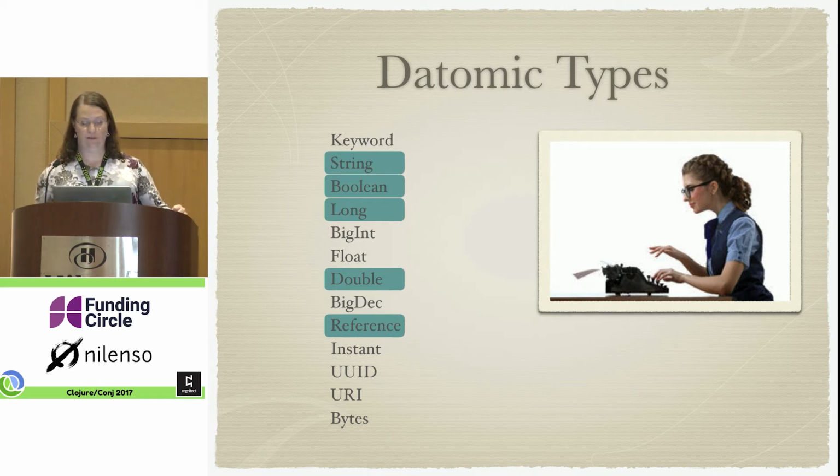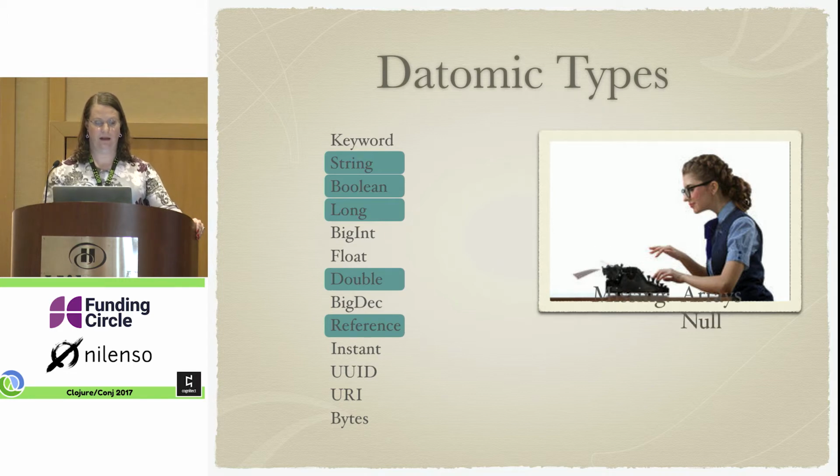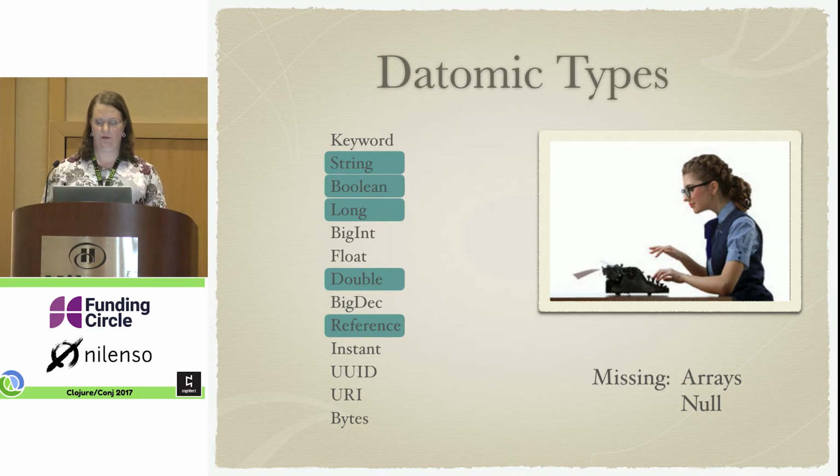Also, we're using the reference type for objects, since that's the type that is used to refer to other entities. Two things that are missing from Datomic are arrays and null types. We need to deal with those using structures in the graph instead of something simple in the schema, and I'll discuss that in a moment.